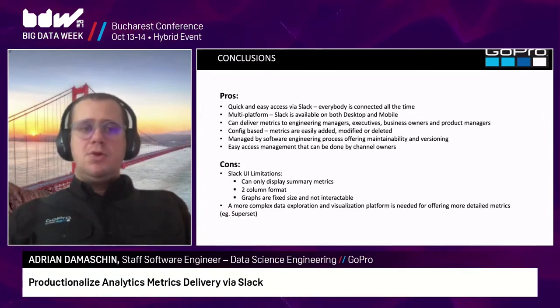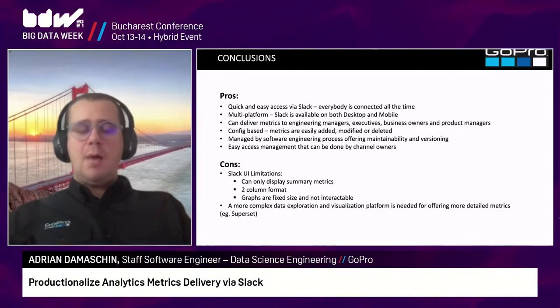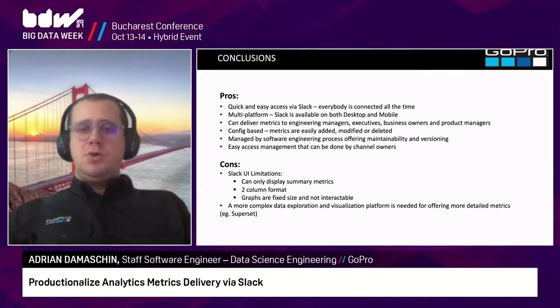We can deliver metrics to everyone: to engineering managers, to executives, business owners, or even product managers. Everyone in the company is connected on Slack, so everyone can view the metrics when they are generated. They don't need to go into a different kind of app. They just get a message on their mobile device, which gets pushed, and they can view the metrics. They don't need to go and execute the query or wait for a graph to load or whatever.